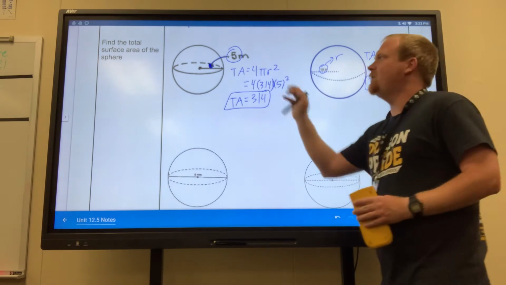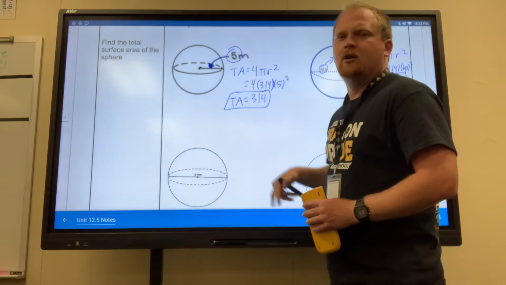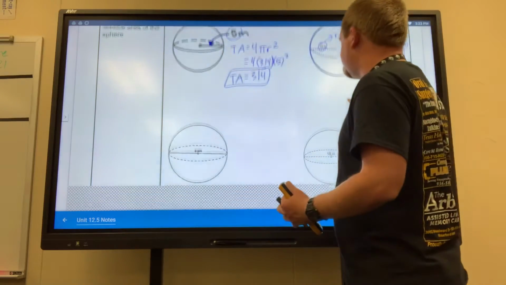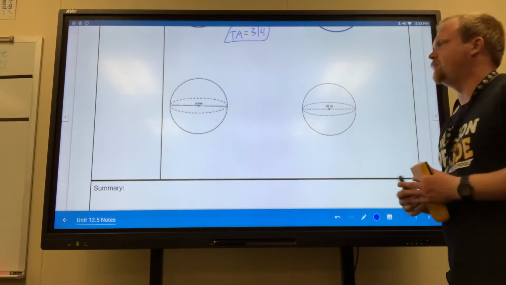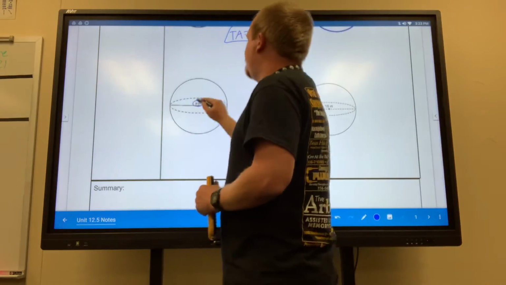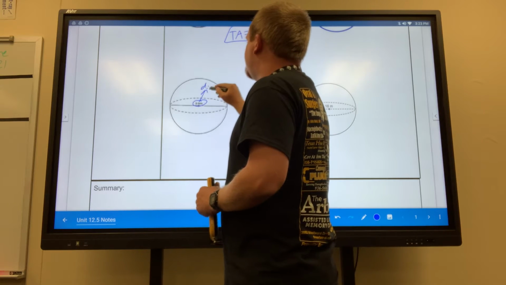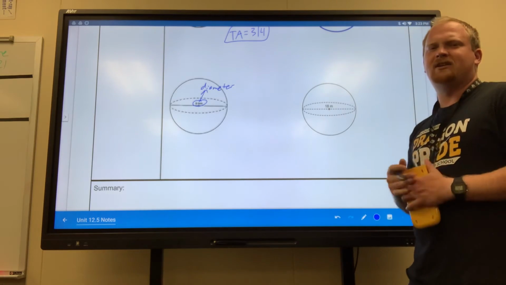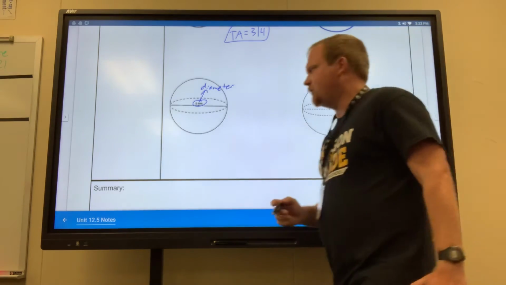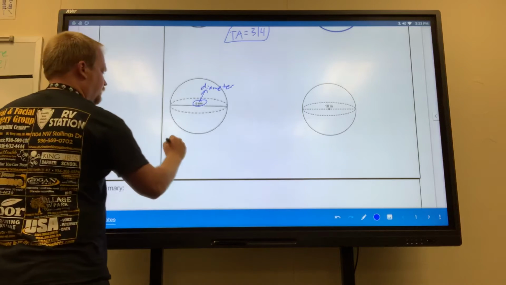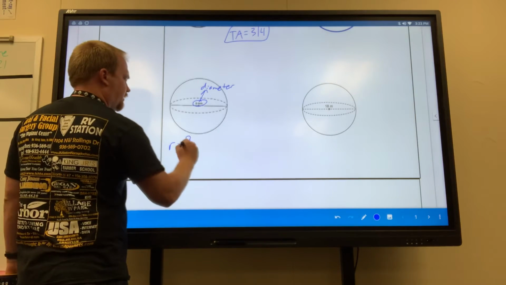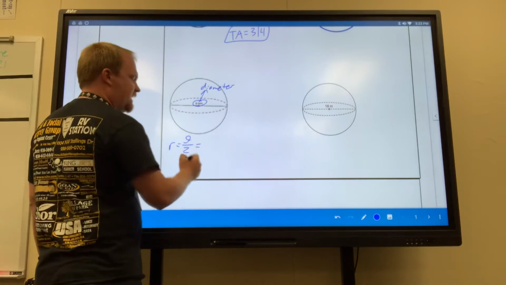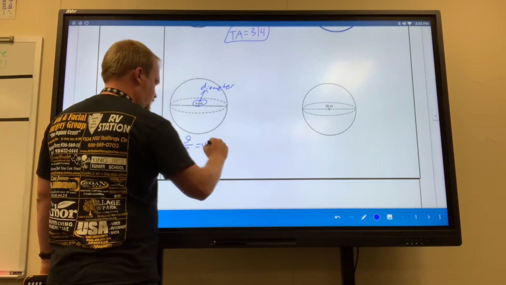That's the biggest key. We've been given the radius so far. But what about problems where we don't have the radius? Like this one, for example. Notice that this is my diameter. That's not necessarily my radius, it's just my diameter. But remember, to find the radius, we take the diameter and divide it by 2. In this case, 9 divided by 2 is 4.5.